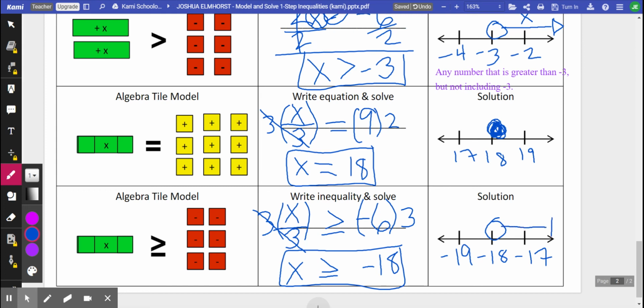Greater than is going to be going to the right. It's not filling in. Any number that is greater than -18.